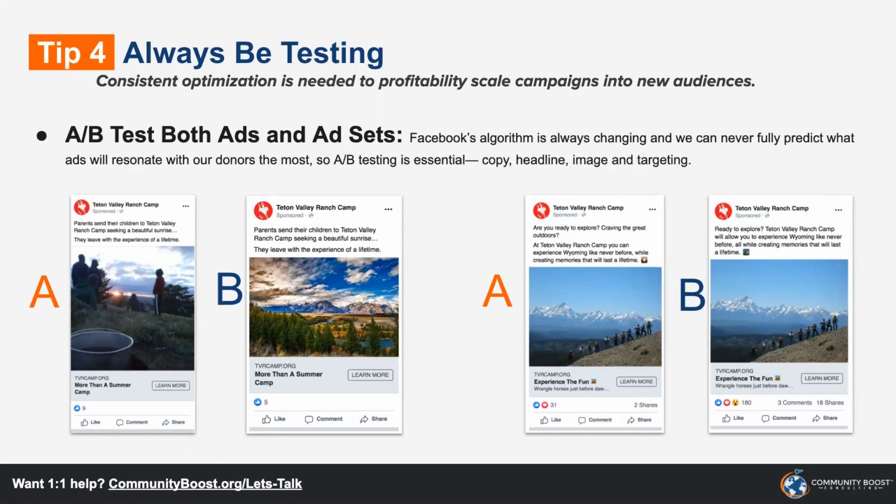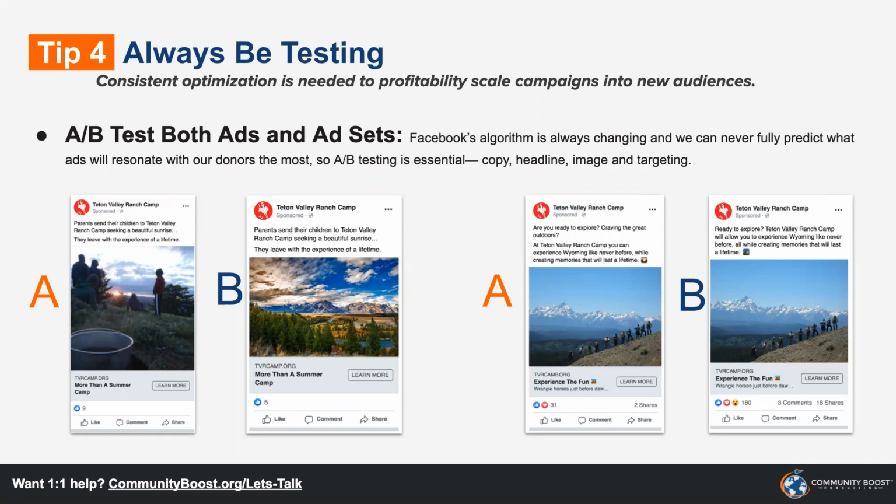And the main thing I want to leave you all with is that Facebook's algorithm is always changing, and we can never fully predict what ads will resonate with our donors the most. So A/B testing is essential: copy, headline, image, and targeting. And this goes beyond just ads. I really want you all to think about A/B testing your entire funnel: landing pages, Google ads, your website, email follow-up, all of that needs to be A/B tested.